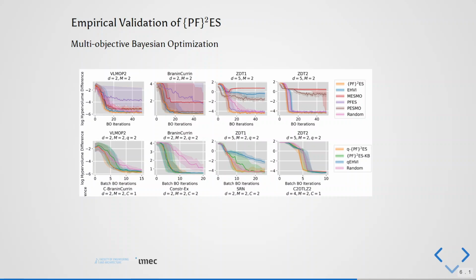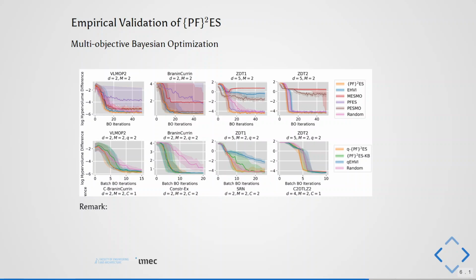So how does the PF2ES behave in the multi-objective Bayesian optimization problem? On the first row, we show the sequential acquisition function behavior, and the second row shows the batch acquisition function behavior, where the orange curves represent the behavior of the PF2ES. Under most of the scenarios, we are seeing that PF2ES is quite competitive.